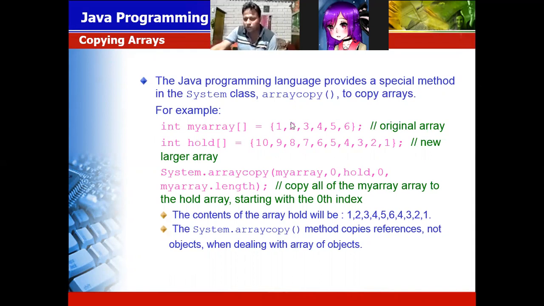Now I have to paste here. 1, 2, 3, 4. Sorry, I have to copy from 2. So 2, 2, 3, 4, 5, 6, then 5, 4, 3, 2, 1. The result is this, if I want to copy from one location and paste from one location here.